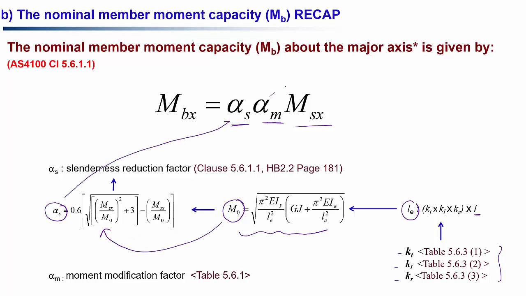And alpha M depends on your BMD shape, which is from the table itself. So based on your BMD shape, find out your alpha M. Based on the restraining condition, find out alpha S. Then you can find your member moment capacity, MBX. So that is what we have to do to find out the member moment capacity. And we will do some example problems to explain more about each step.